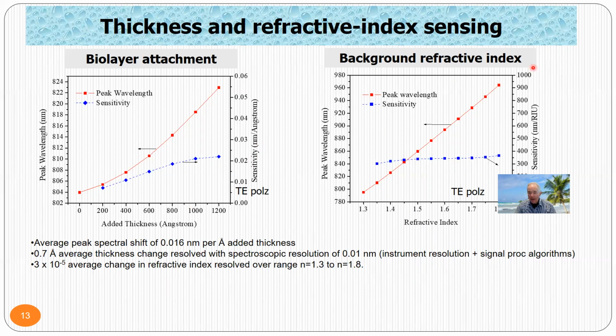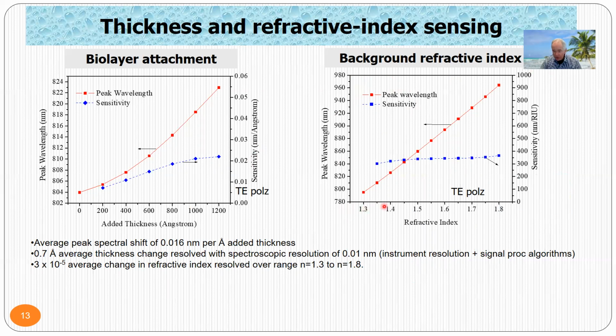Now, if we have a background refractive index measurement or sensing, then we take the peak wavelength versus refractive index of the background, and this is just for TE. And so here the shift is pretty linear in this case. You see the wavelength changes as the refractive index changes quite linearly, and the sensitivity is pretty much constant because this is pretty much linear.